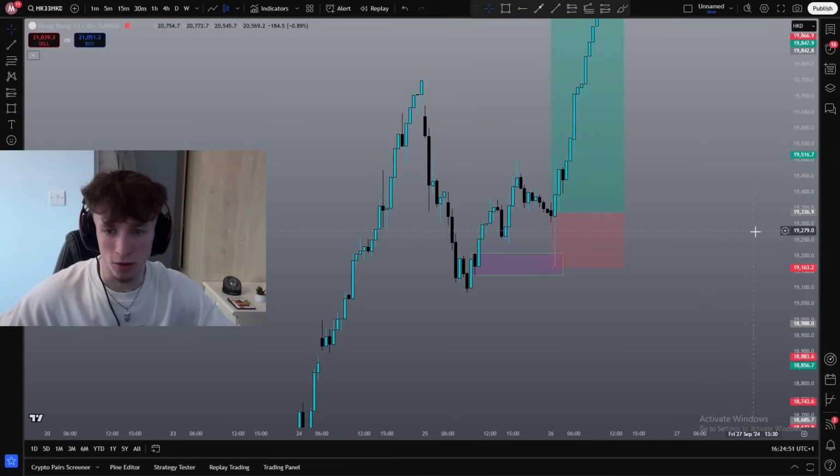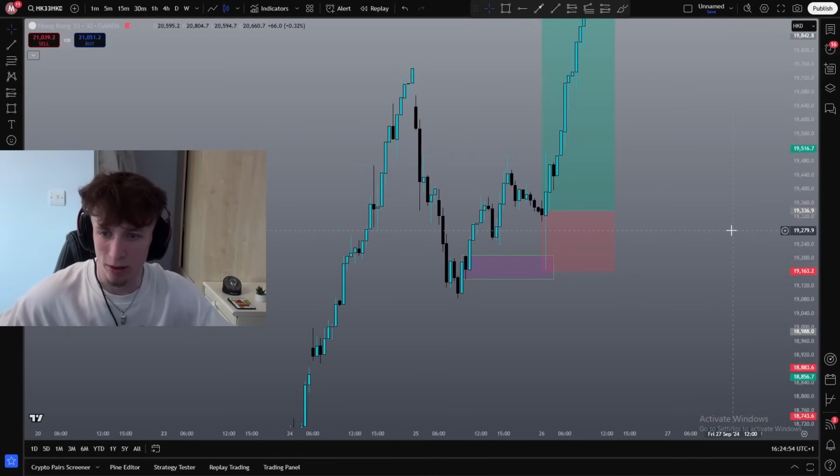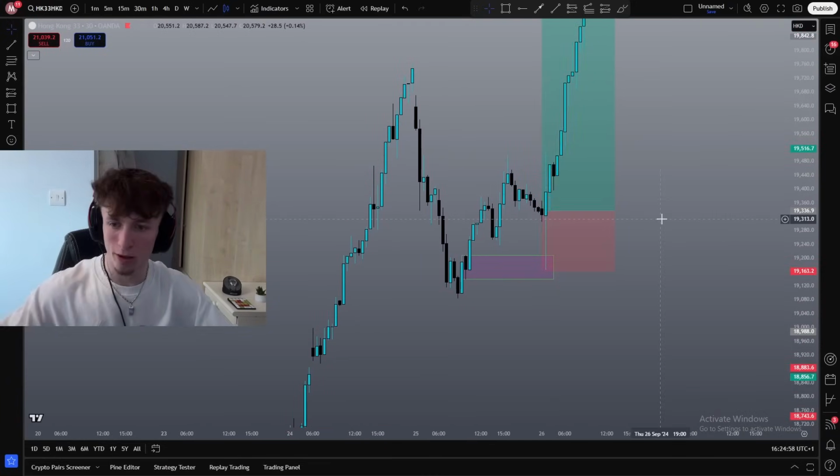A decent example of 2 candle liquidity is right here. Obviously this setup itself looks a bit weird because I believe this was a news candle, but just ignore that for now.